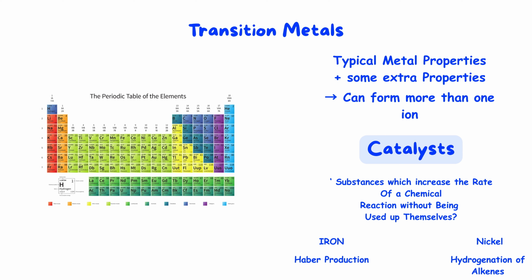Perhaps the most practically significant property of transition metals is that they make excellent catalysts. A catalyst is a substance that increases the rate of a chemical reaction without being consumed or used up in the process. This is an important concept to remember.